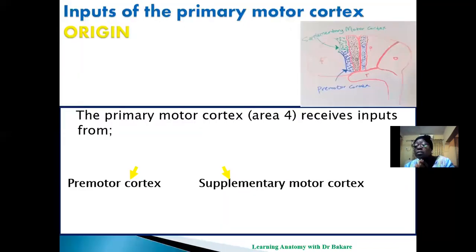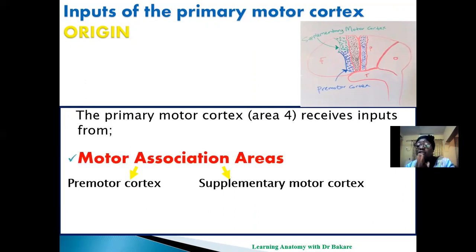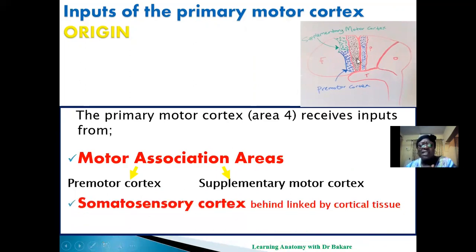We now know that the origin of the motor pathway is in the primary motor cortex, and this is the primary motor cortex. But the primary motor cortex will receive input from other sources before it can generate its own neural stimulation. It must get information that will be processed within this space. And where it gets this stimulation from could be from the motor association area. It also gets information from the sensory cortex behind it.